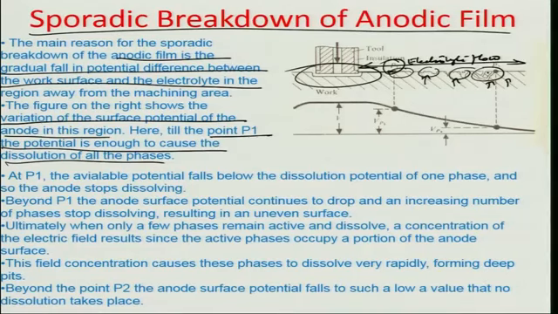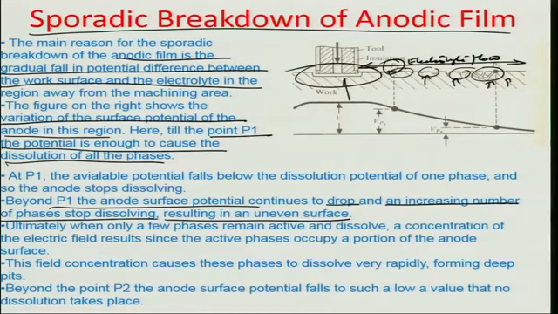All phases having lower potentials than, let's say, the maximum dissolution potential phase would start coming off, and therefore beyond P1 the anode surface potential would drop to an extent that an increasing number of phases would stop dissolving, resulting in an uneven surface away from the tool electrolyte zone. So even if we are machining in this zone, we need to be concerned about the overall surface finish of the component, because the electrolyte flows into this region.